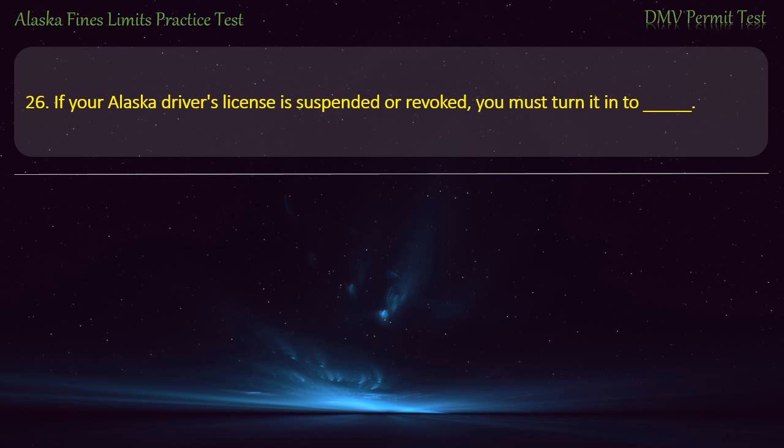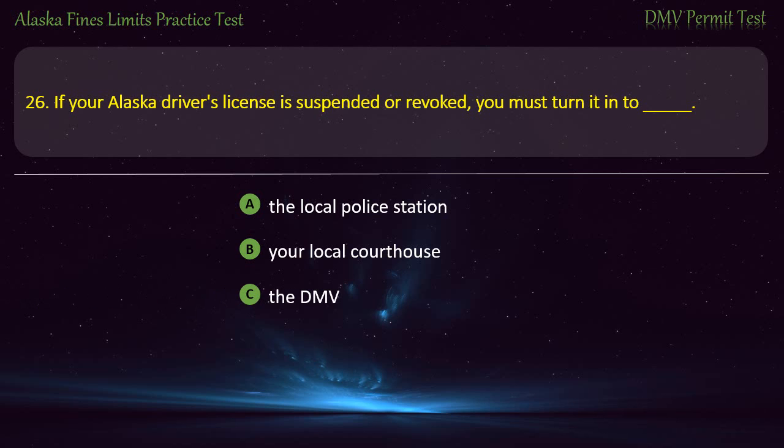Question 26. If your Alaska driver's license is suspended or revoked, you must turn it into the local police station, your local courthouse, the DMV, none of these answers are correct. Answer: The DMV.